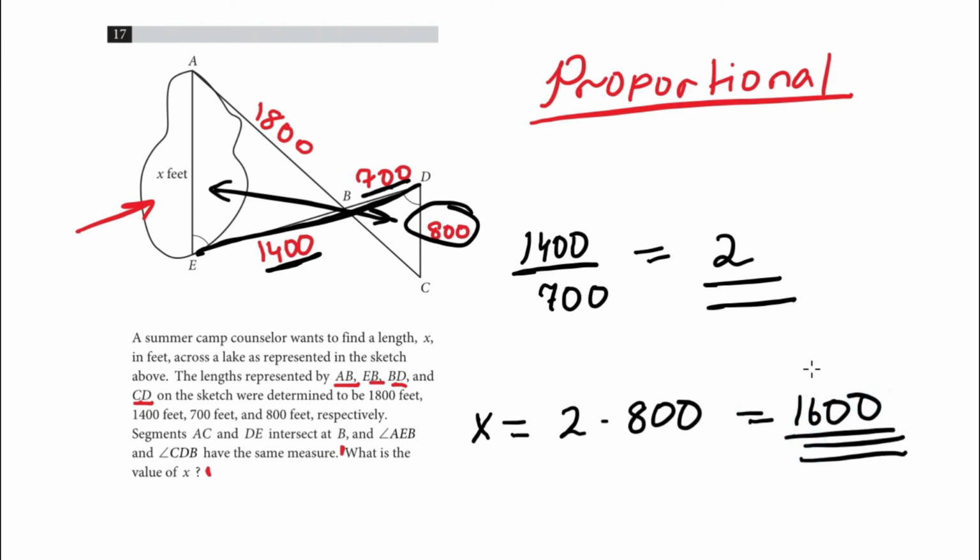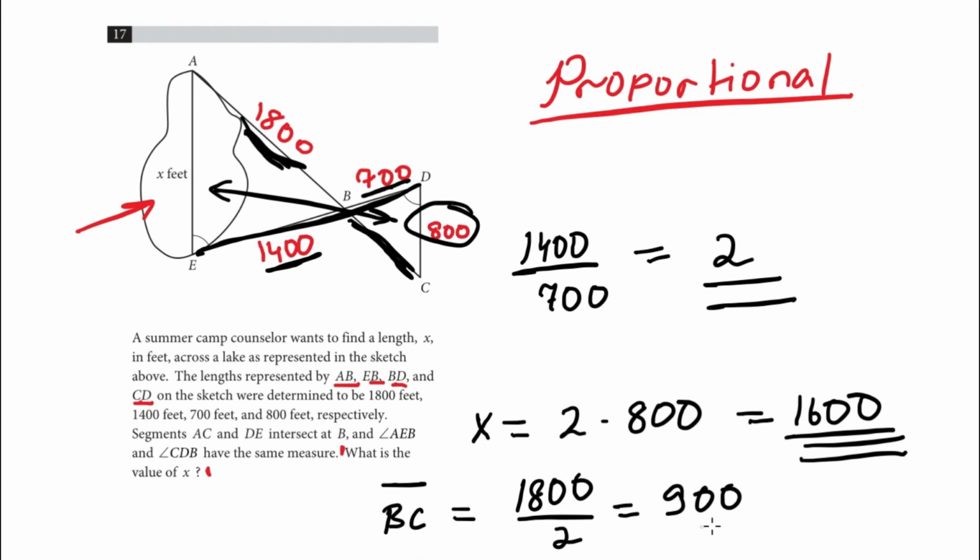Let's also find the measure of side BC, for example. Well, we see that adjacent to it is 1,800. Now in this case, in order to find segment BC, we need to divide 1,800, the adjacent side, by 2. Why? Because this side is actually 2 times smaller than this side. This is a rule, and therefore we have to divide. We find the segment BC to have a measure of 900 feet.